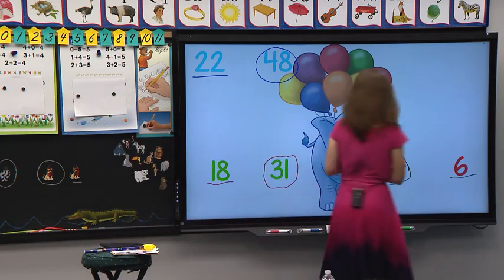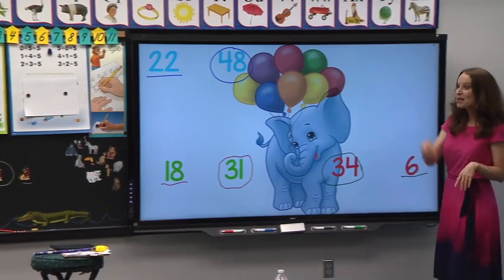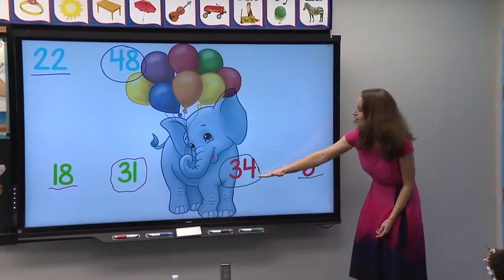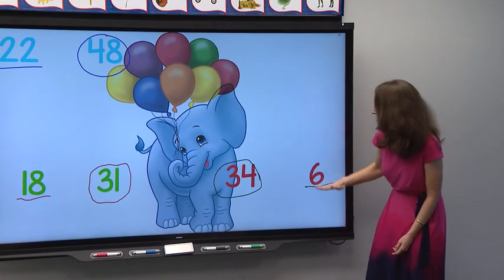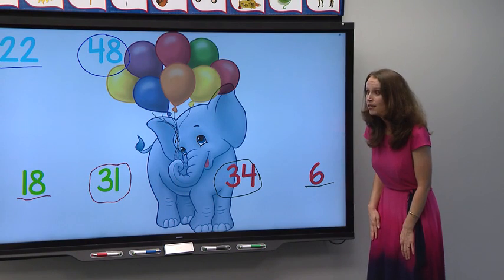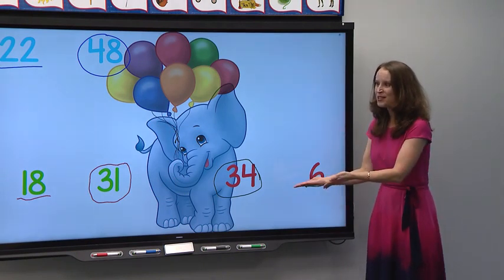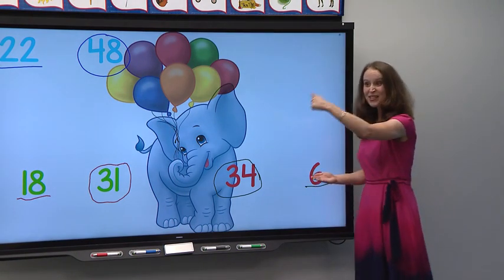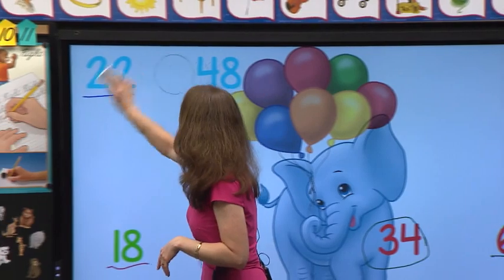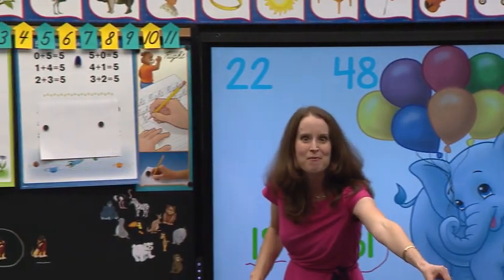Now let's come over here and let's check what Trey did. Why don't we have Hayden stand up? Hayden, read his numbers for us. 34 and 6. Which one was less? 6. And greater? 34. Do you agree with what Trey did? Yes. I do too. Good job, Trey. Good job, Hayden. Benjamin, you can help me come erase, and we're going to look over here at our board.